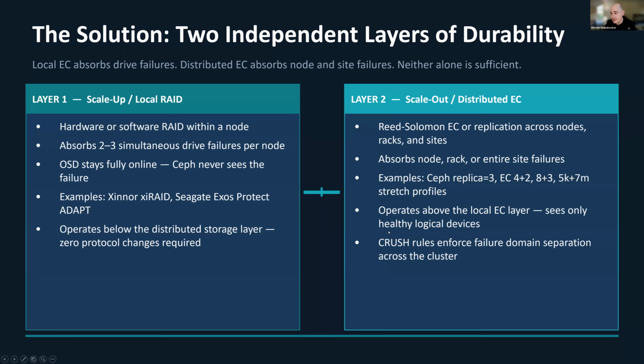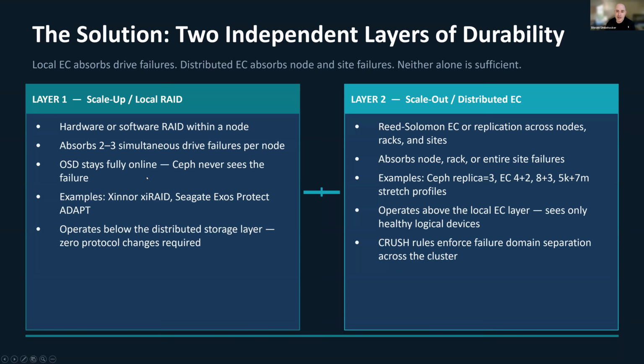So the solution is to use layers, and this is exactly what you see in the public cloud. Here we're going over a scenario where you've got the local RAID protection provided by xiNOR xiRAID. And you can also use other techniques, or in combination with xiNOR for your NVMe, you could be using something like Seagate Exos Protect for your hard drive storage.